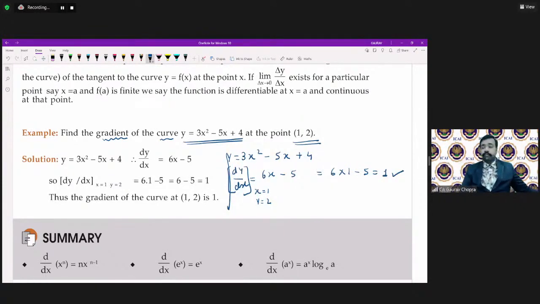Chandan is asking, can we find out the fourth derivative? Yes, you can find out n number of derivatives. Whatever is our requirement, you can find all those. No issue in that.